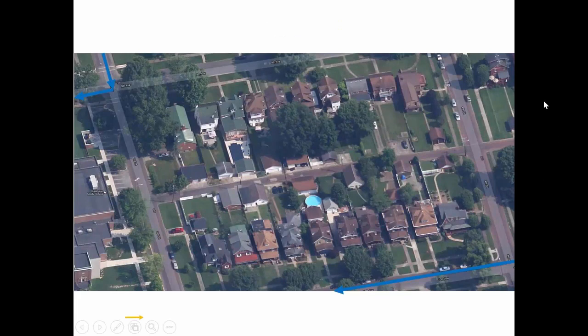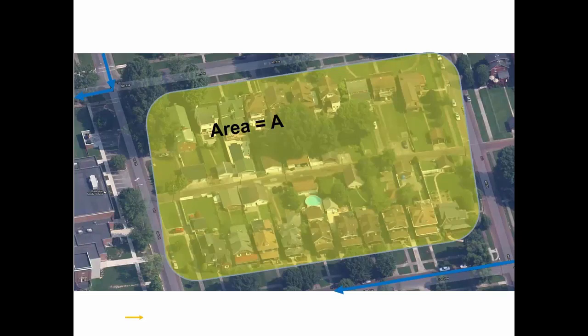We've already seen this picture before, but I've got it up again because I want to give you a conceptual overview of the rational method. This is the easiest way that we have to estimate how much water is going to come out of an area when it rains. So let's say that we're interested in a certain block within the city.